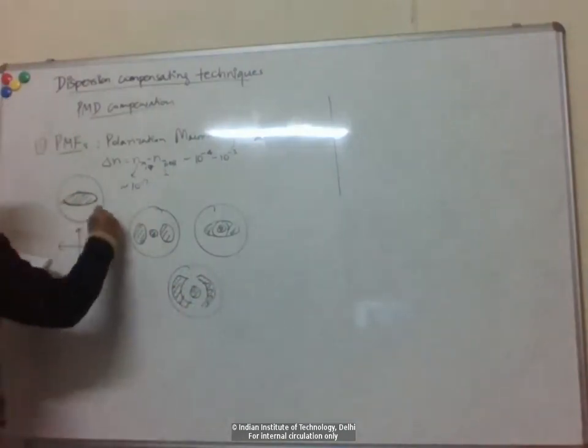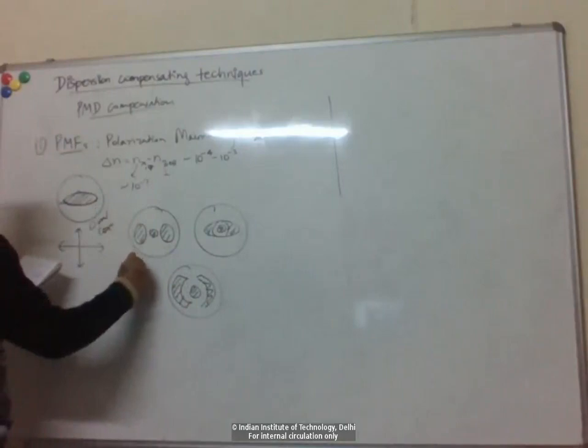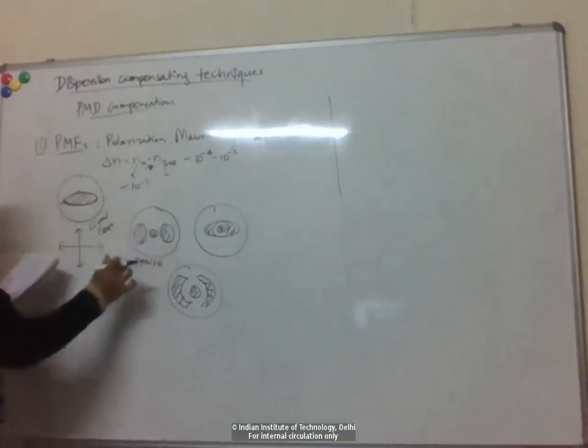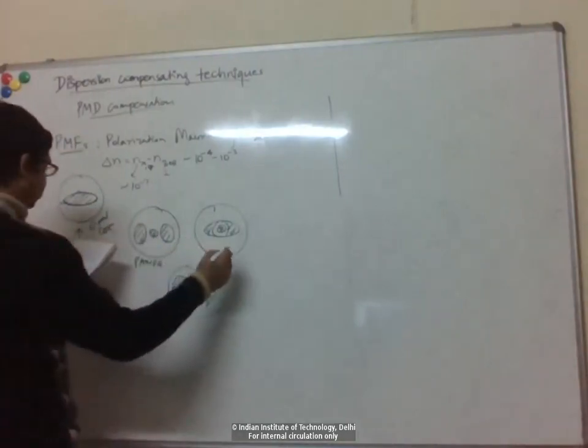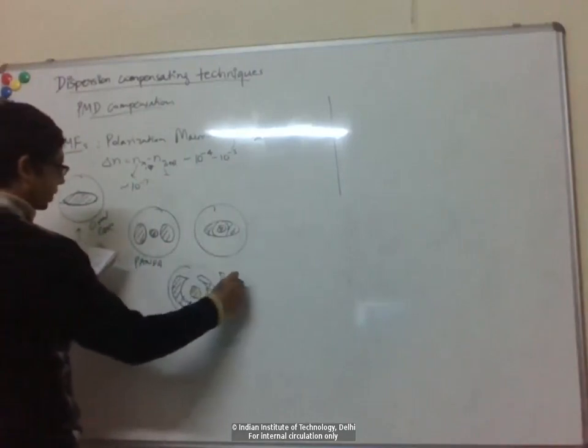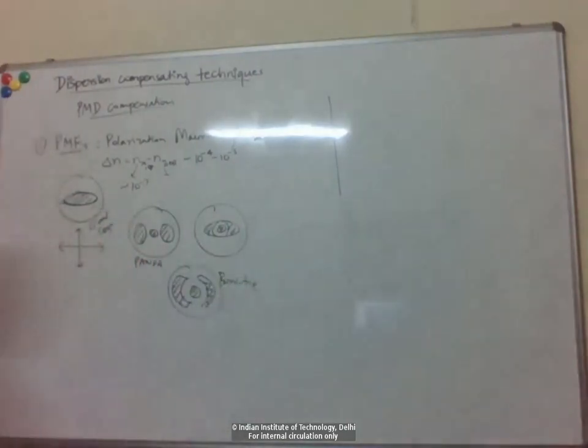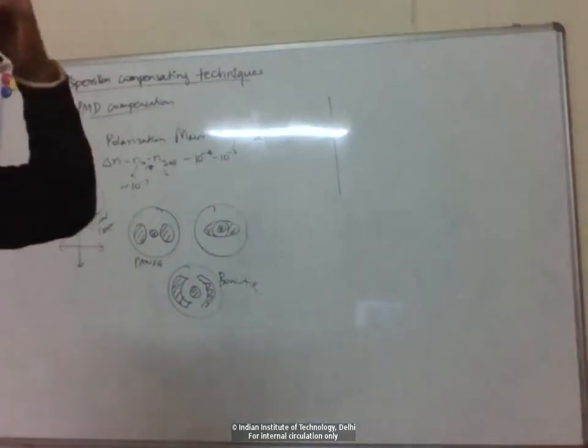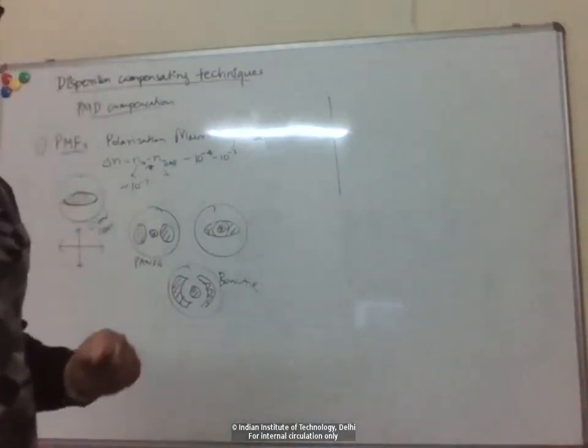Okay, so this is called oval core. This is called panda because it looks like a panda, you can see. This is like a bow tie. Right, so you can make these fancy polarization maintaining fibers, and then you don't have to worry about PMD at all.